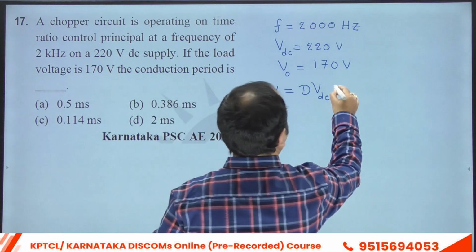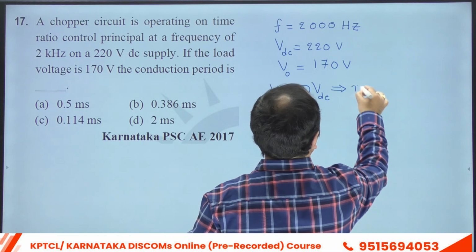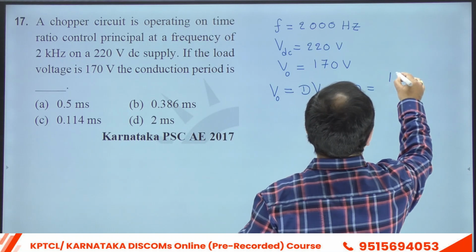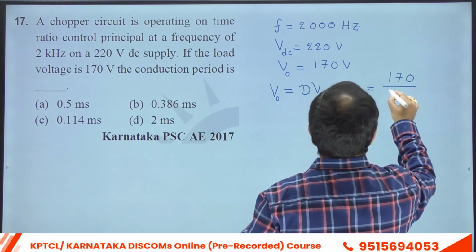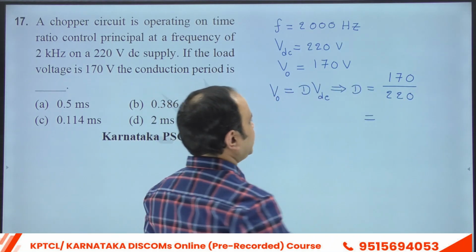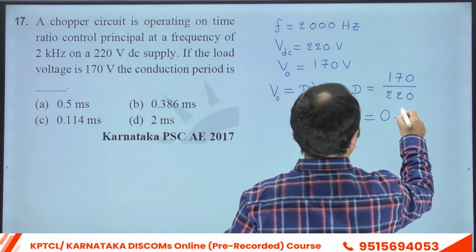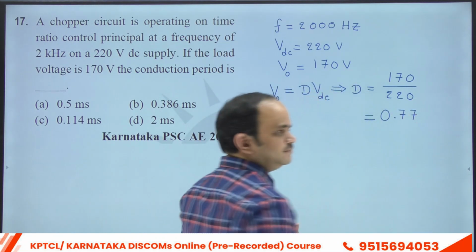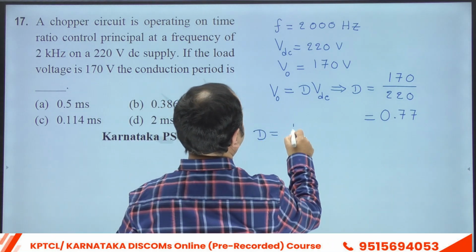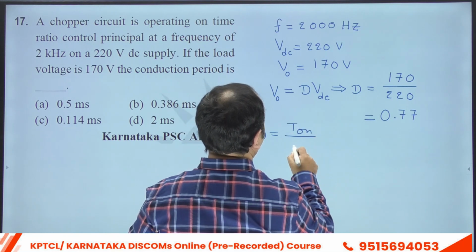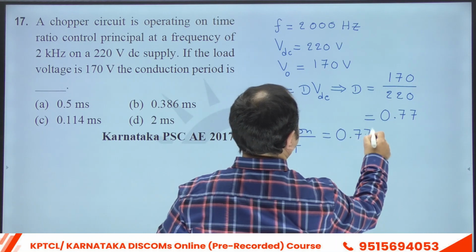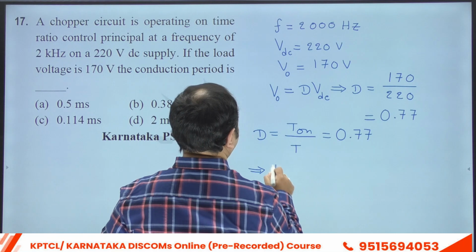Therefore first let me calculate D. What is D here? V0 divided by VDC, 170 divided by 220. This numerical value is 0.77. But what is the duty cycle ratio definition? Turn on time by total time. So from this you need to find out turn on time.